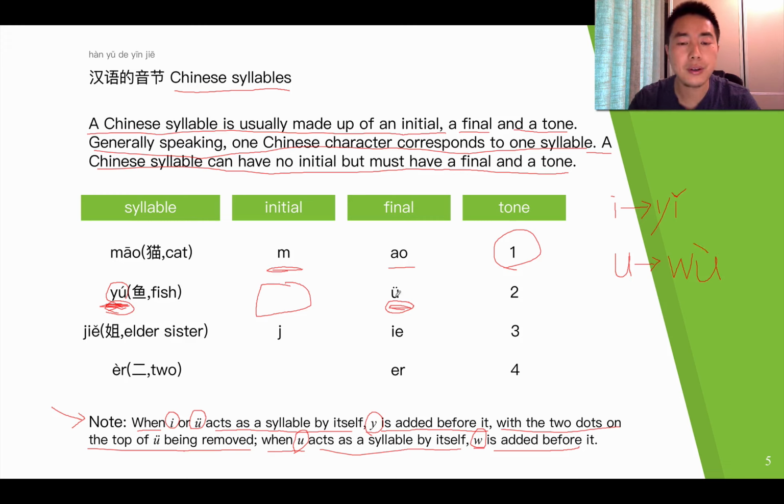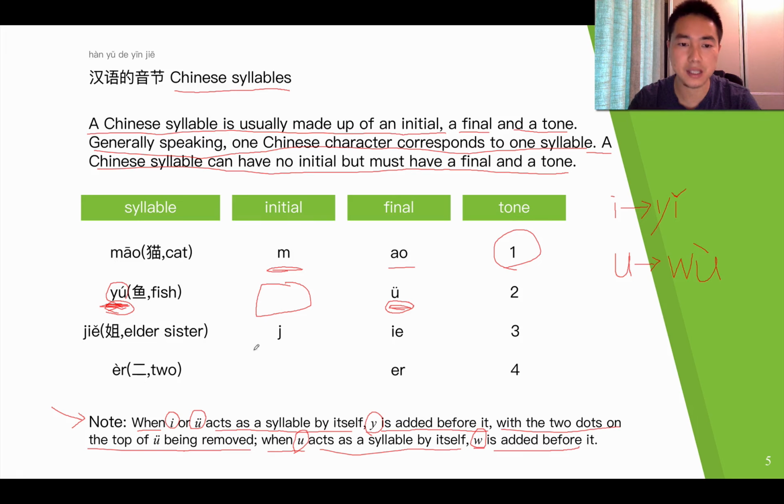And the yu, we already see it like this here. Yu becomes yu and add the tone, with the two dots removed. Okay, this is the second syllable. Let's read it one more time. Yú. Great.